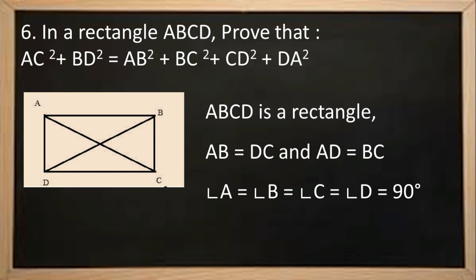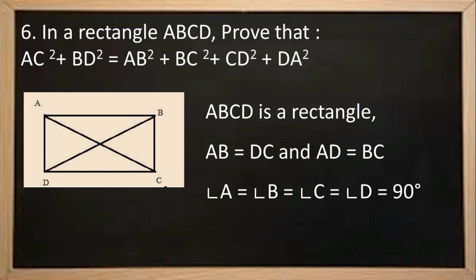Whenever we consider any rectangle, let us recall all the properties of a rectangle, that is, opposite sides are equal. In this diagram, AB is equal to DC and AD is equal to BC. We know that in a rectangle, the measure of each angle is equal to 90 degrees. That means angle A is equal to angle B is equal to angle C is equal to angle D, and its value is always equal to 90 degrees.